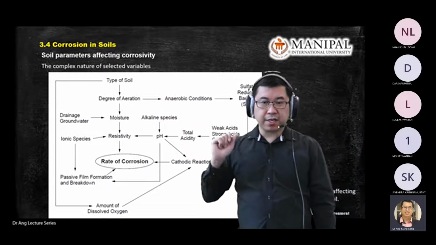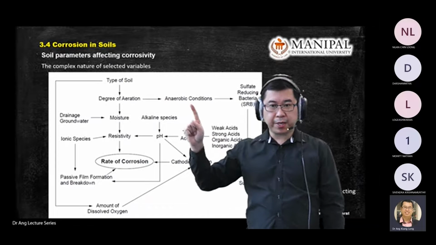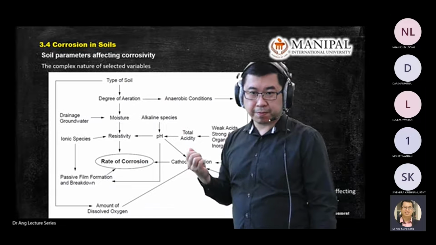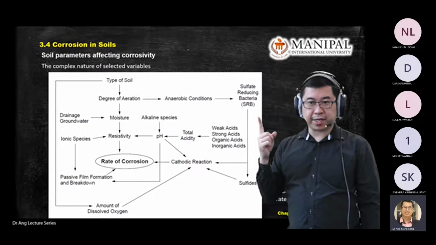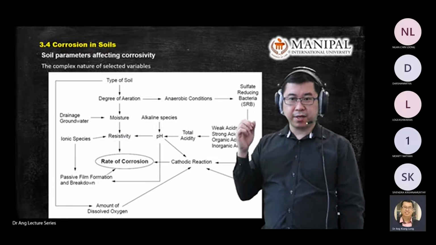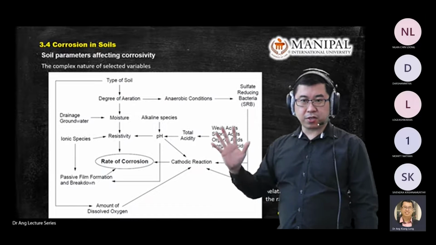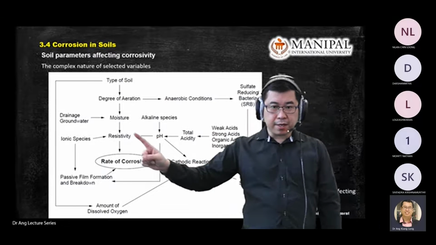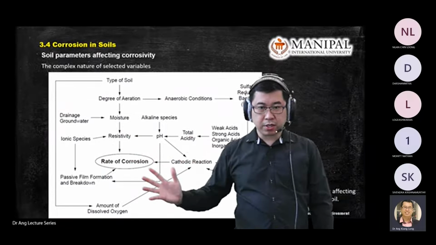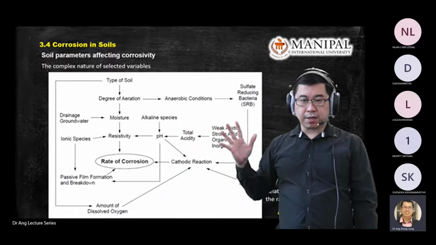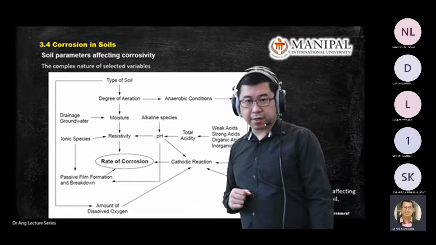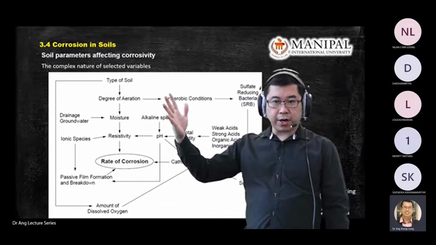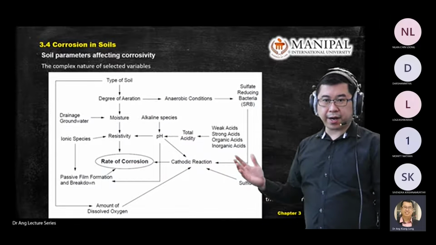Anaerobic, if you learned in biology, means a living creature that operates without oxygen. So without oxygen, some bacteria are still able to survive. They create some ingredients for the corrosion process. This is just a schematic diagram of the flow, showing how variables inside the soil can affect corrosion.